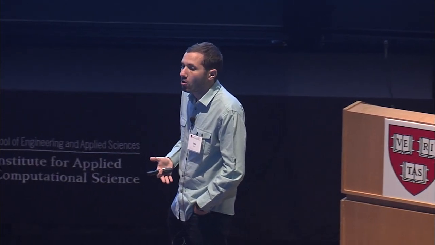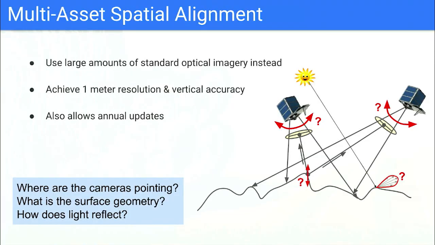One solution to this that we've been exploring is what we call multi-asset spatial alignment. Instead of using these special techniques of stereographic imaging or radar that require specialized satellite missions to collect, and therefore tend to be, A, expensive, and therefore low resolution, but B, become stale because we can't do them every year, we want to instead use standard optical imagery. We know that there are a lot of optical satellites across the world constantly taking additional pictures. These could be used as if they're a single stereographic imaging system.